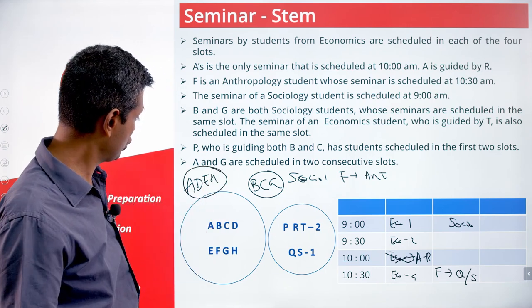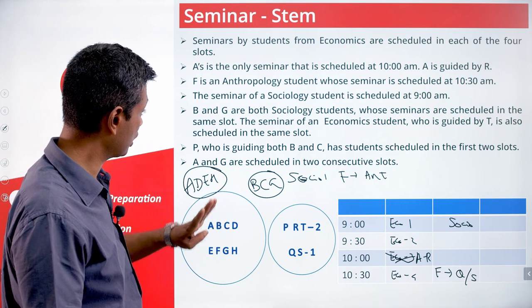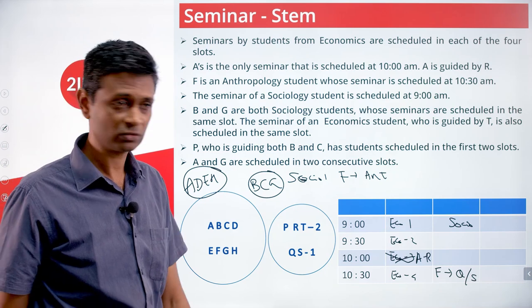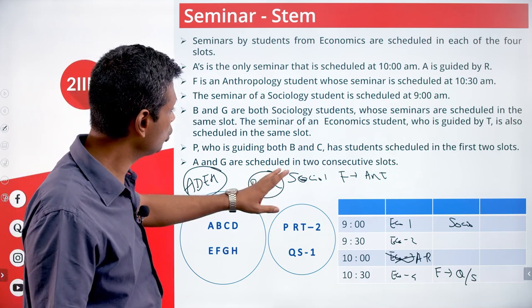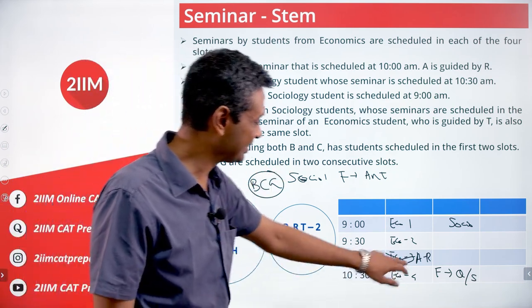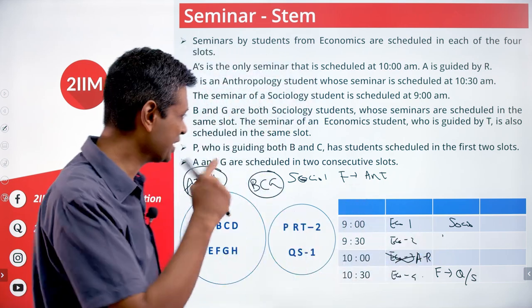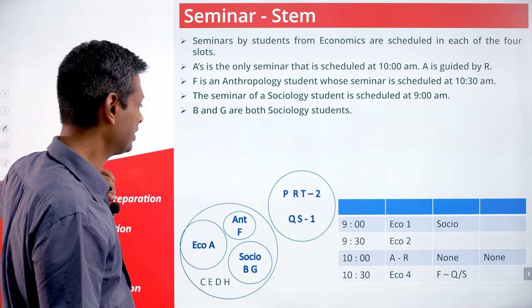A, D, E, and H put together are going to be economics students. Lovely. A and G are scheduled in two consecutive slots. A is here, so G should be either here or here, one of the two. I think there's already a giveaway there. Let's put some basic things in.